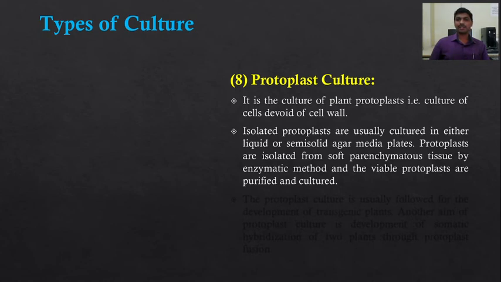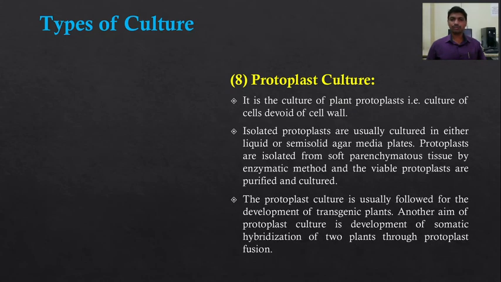Isolated protoplasts are usually cultured in either liquid or semi-solid agar media plates. Protoplasts are isolated from soft parenchymatous tissue by enzymatic method, and the viable protoplasts are purified and cultured. The protoplast culture is usually followed for the development of transgenic plants.